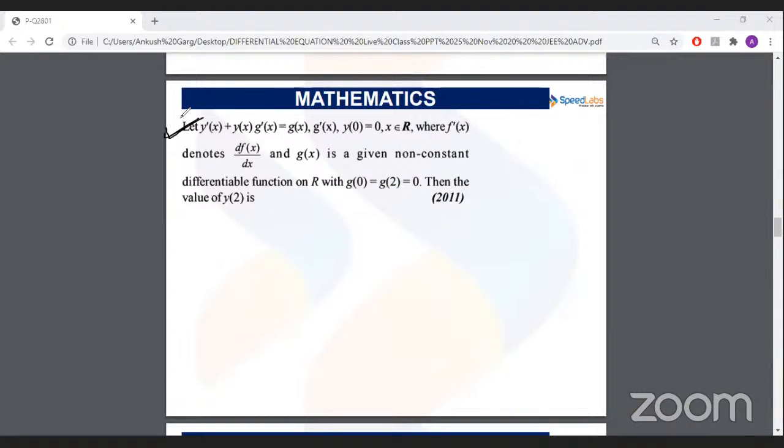Let y dash x plus y x into g dash x is equal to g x. Okay, and here it is given to you that f dash x represents differentiation. g x is a given non-constant differentiable function with g of 0 is equal to g of 2 equals to 0. Then the value of y of 2, what is the value of y of 2, that you have to find.